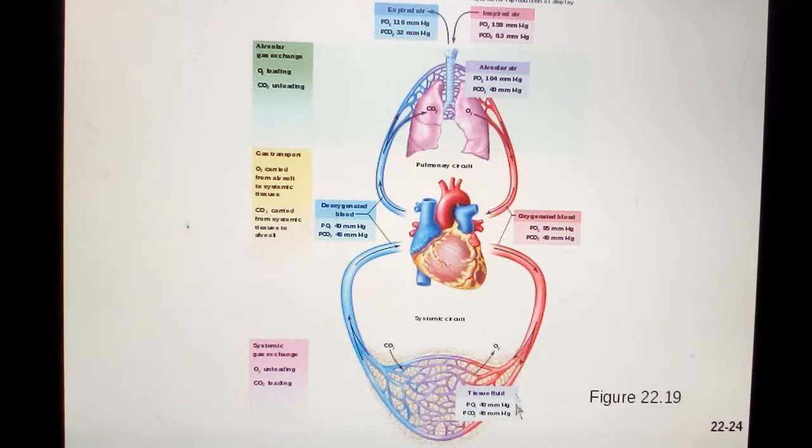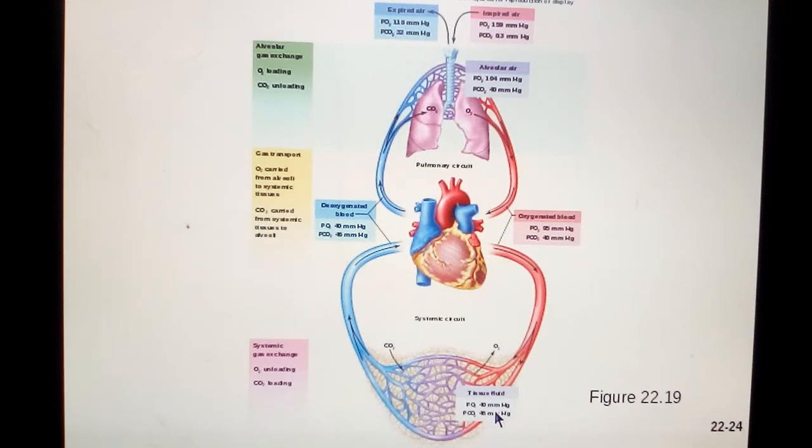Then this is representing capillary bed in the tissues. Again, this is where exchange occurs. That's why you get the color change. Oxygen is diffusing out. CO2 is diffusing in. That's why it's blue at the venous end. But again, in the tissues, PO2 is, it should say 46. I can't read it on this. PO2 is 40, I'm sorry. PCO2 is 46. Can't tell if it's 46 or 45.